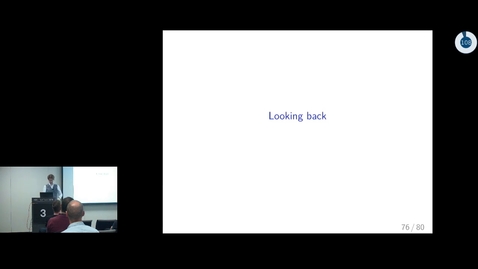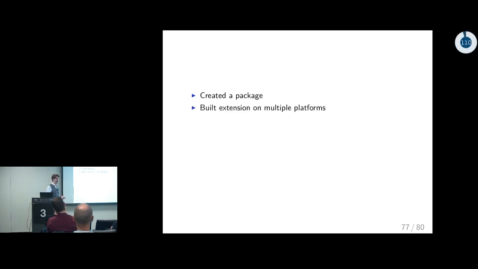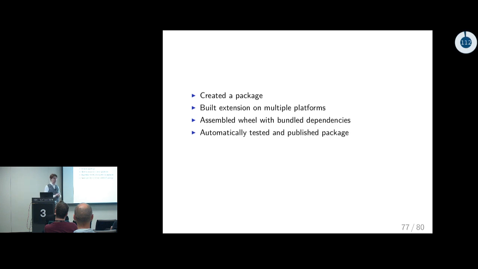So let's look back at what we just saw. We've created a package. We built an extension on multiple platforms with C++, we assembled a wheel, we bundled its dependencies for multiple platforms, and we automatically tested and published it.